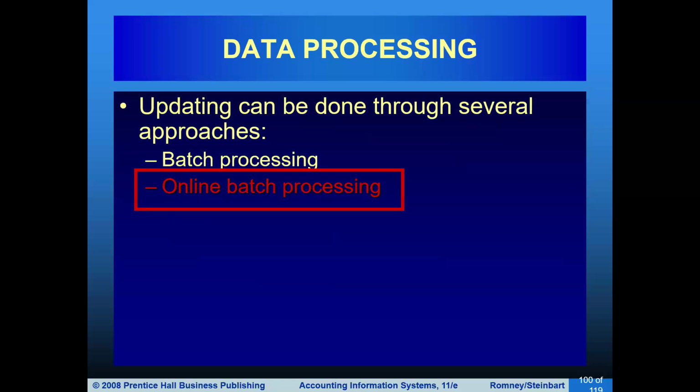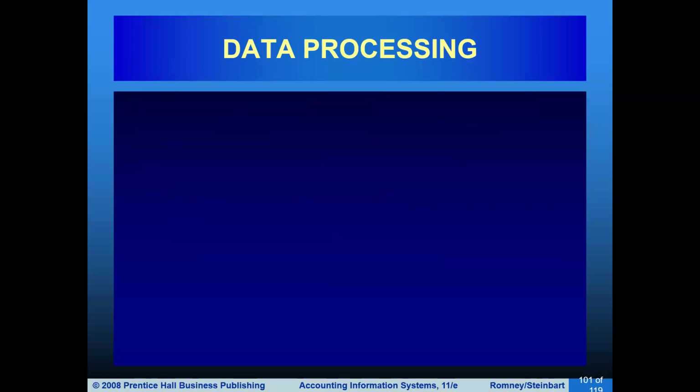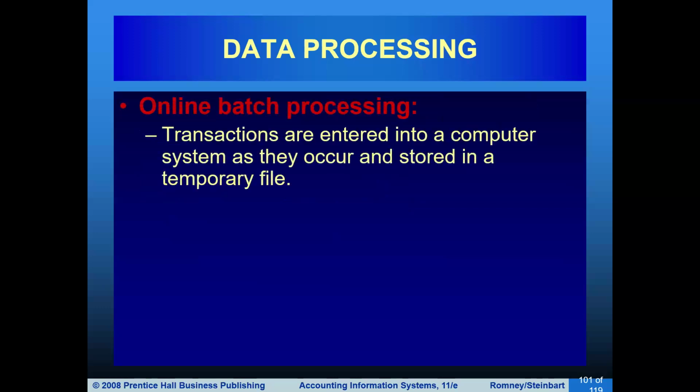Whatever they do. Online batch processing. This is also very important. There is batch processing where online doesn't work. Periodically, they enter the systems, update and get the reports. Here, when a transaction occurs, transactions are entered into the computer system as they occur and stored in a temporary file. When I go and buy goods, at the same time they enter the transaction to the computer and store it in a temporary file.